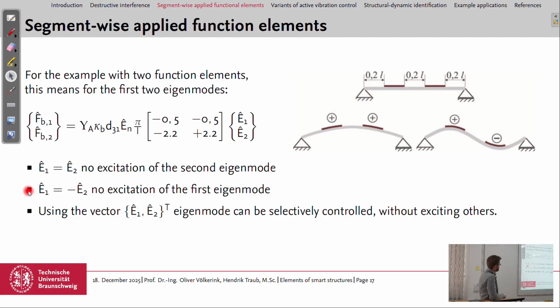And if we change the sign, so if one has a positive and one a negative sign, and we put it in this vector, then the first eigenmode would cancel out. With this, we can selectively control the first and the second eigenmode of the structure. And of course, this is a very simple example. If we have a more complex structure or want to have control over more eigenmodes, then we would need more surface actuators, and we have a longer vector here for the fields.